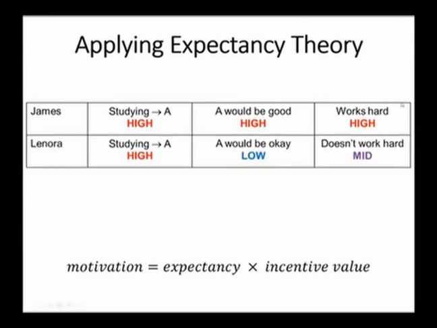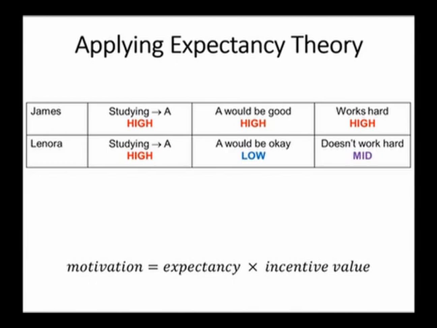So for our next person, we're going to look at Lenora. And so the same as James, she still has a high expectancy. So she assumes that if she studies really hard for this class, she can get an A, no problem. But here's where she differs. So her incentive value is not that high. It's low incentive. So her idea is an A would be okay, but I don't really need it.